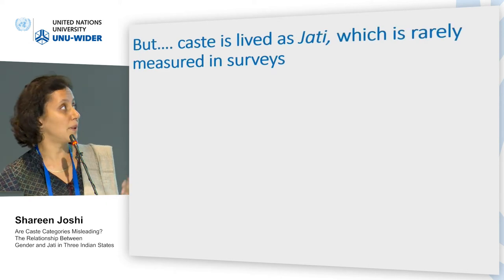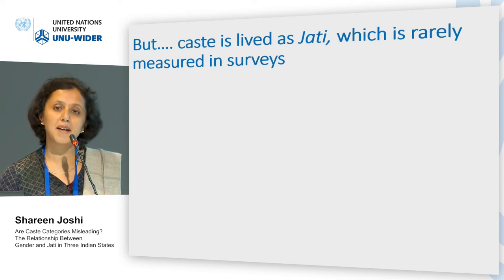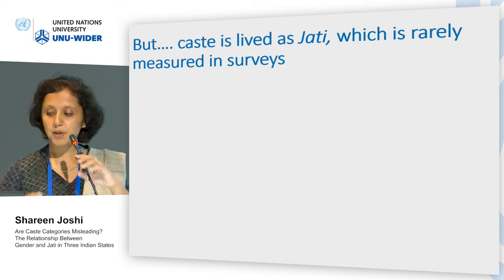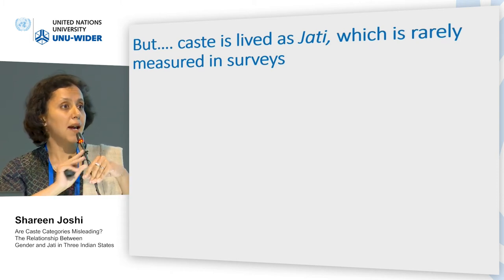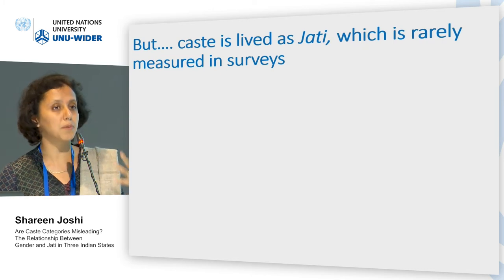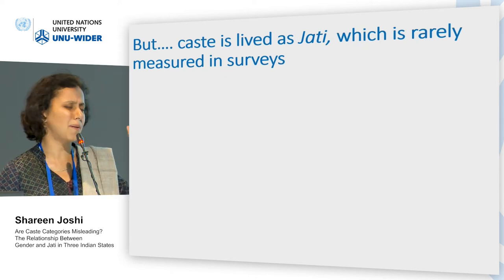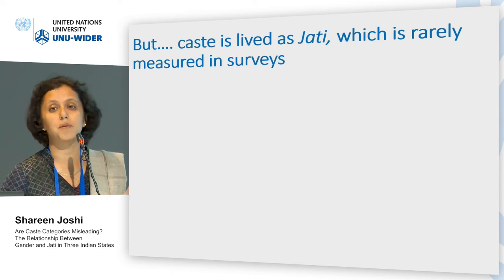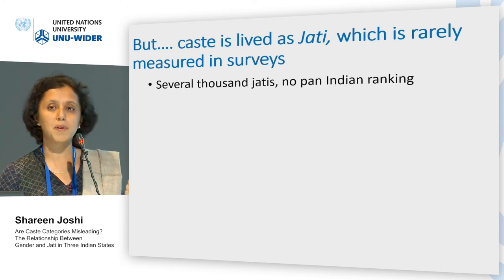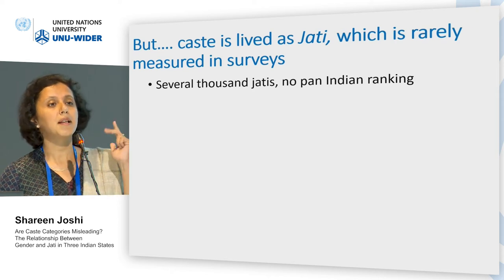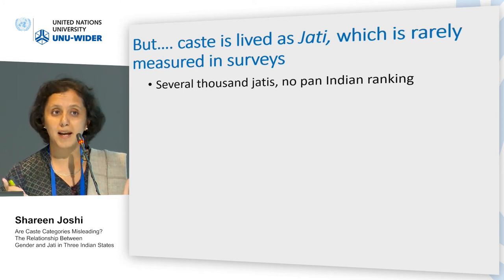But if you go to India, caste is experienced in everyday life as something very different, right? So the operational concept is jati, right? A jati is a hereditary group, endogamous, right? So it's an endogamous hereditary group or hereditary occupation within groups. Essentially a group that has a common occupation and marries within the group. They have rituals that are shared within the group, common diets and common lifestyles.